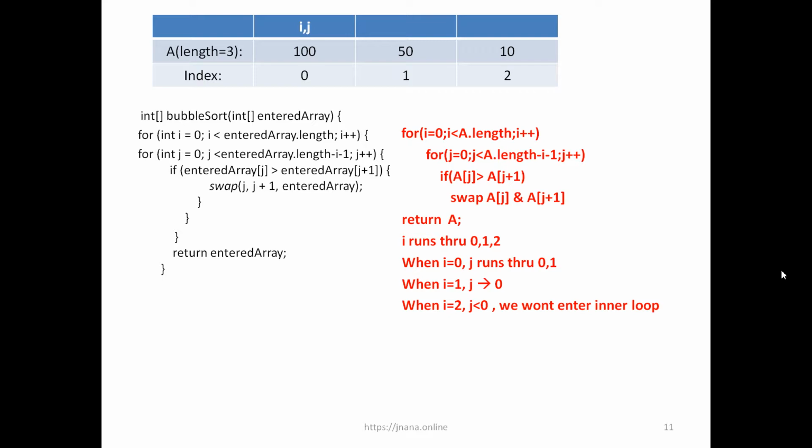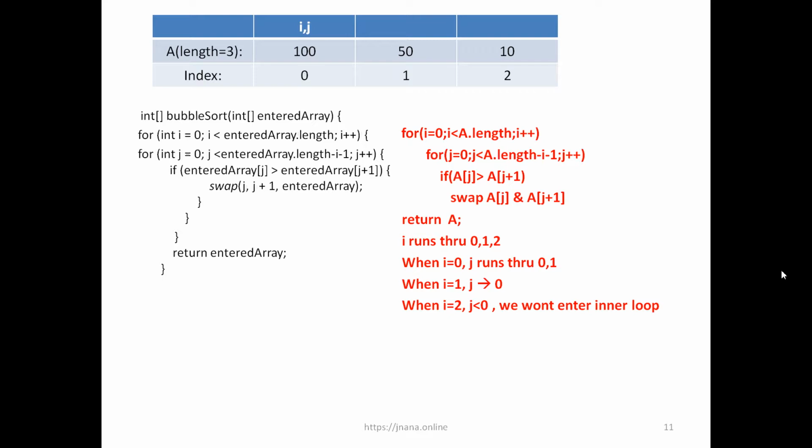When I equal to 2, j will be less than 0. For j equal to 0, the condition is j less than 0 and it fails. So we will not even enter the inner loop.